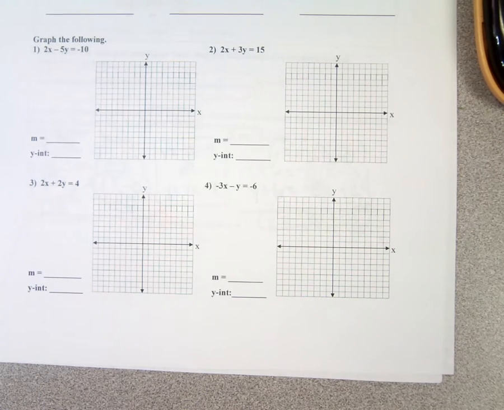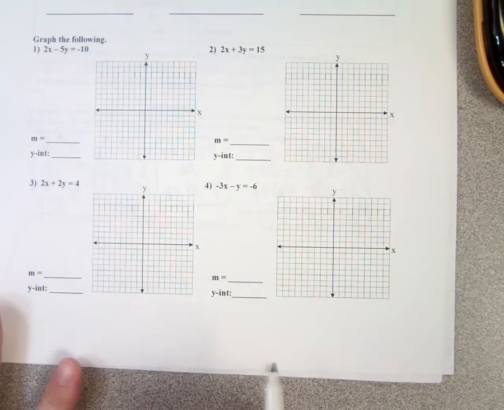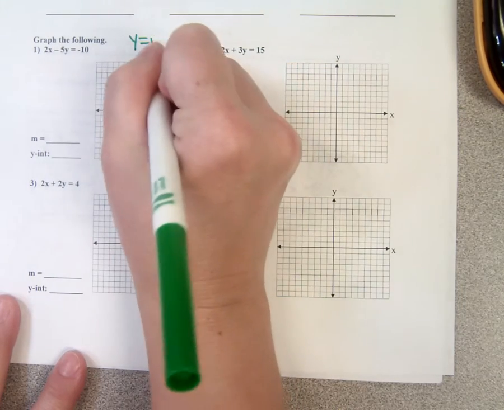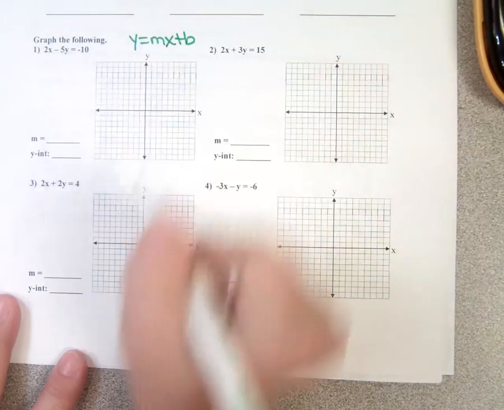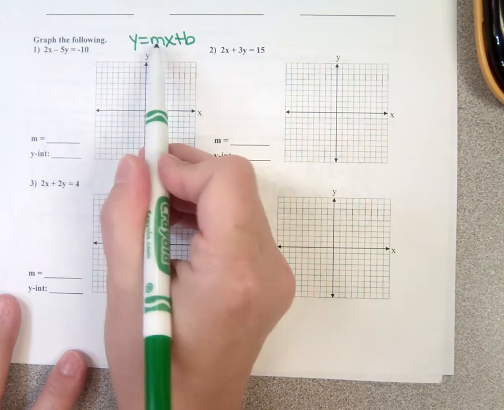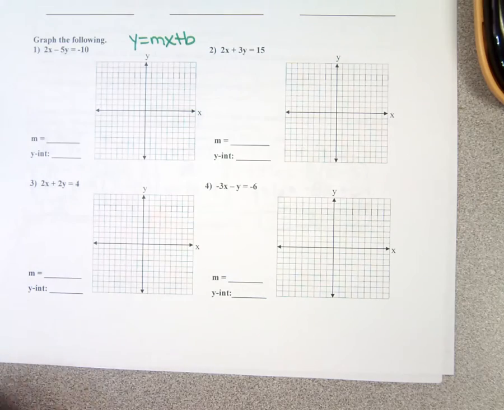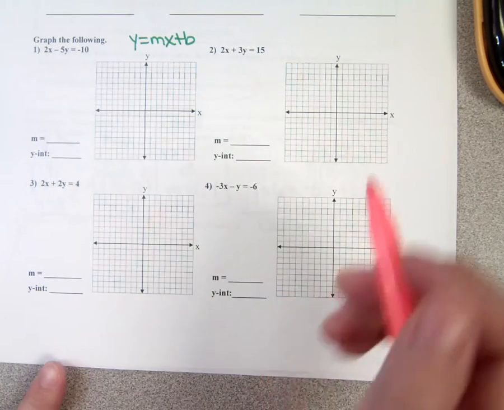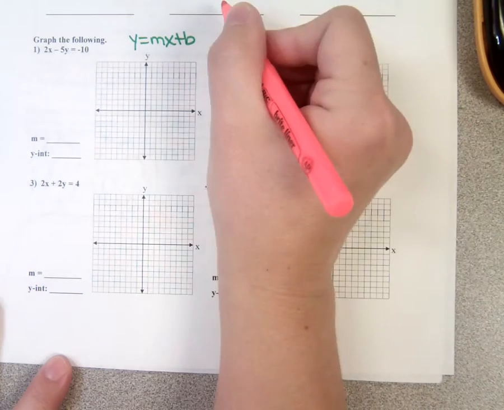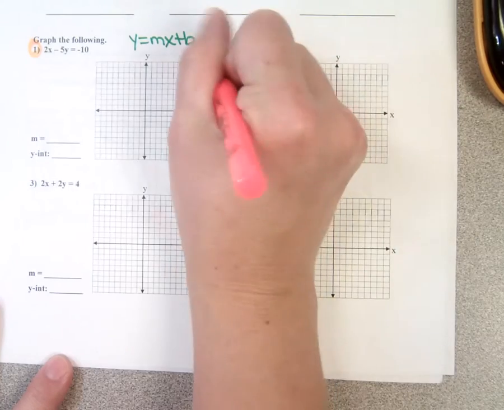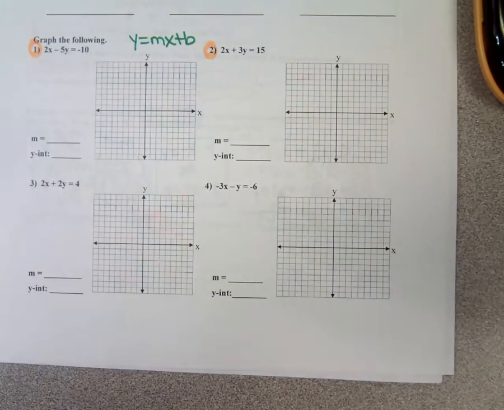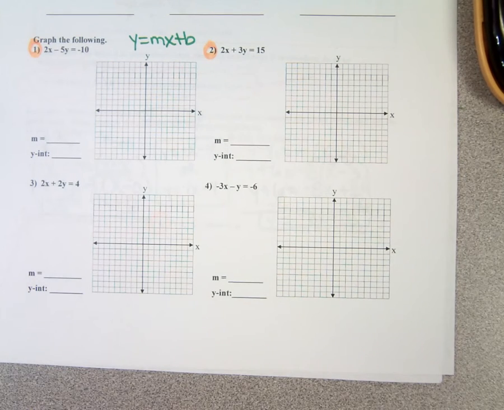So what do you notice about these problems? None of them are in slope-intercept form. You would need to put all of these equations in slope-intercept form first, and then you'll know what the slope is, and then you'll know what the y-intercept is, and then you can graph it. So of this section here, I want you to do number 1 and number 2. And that's it.